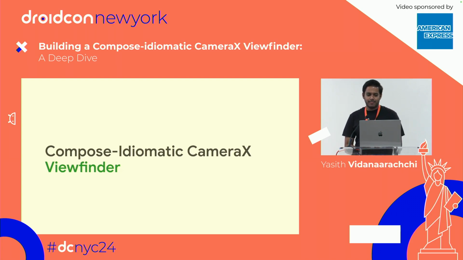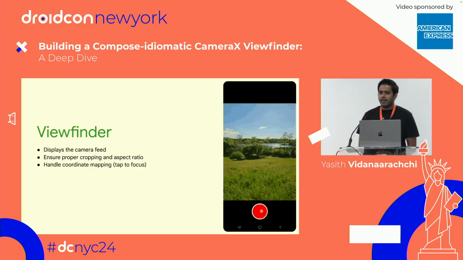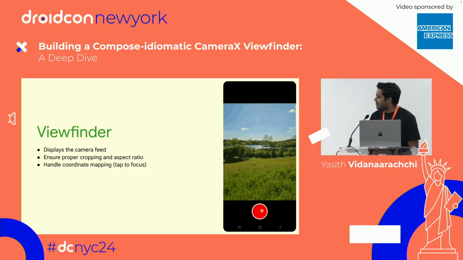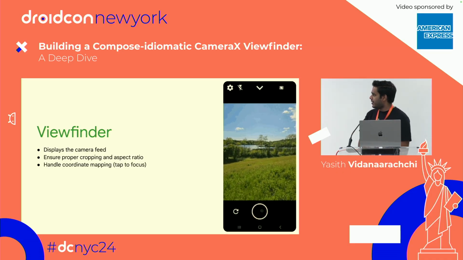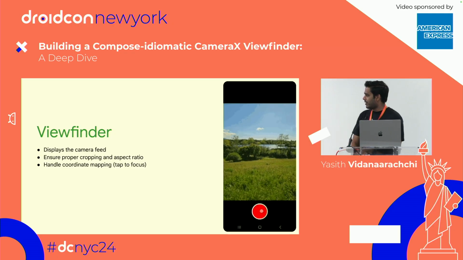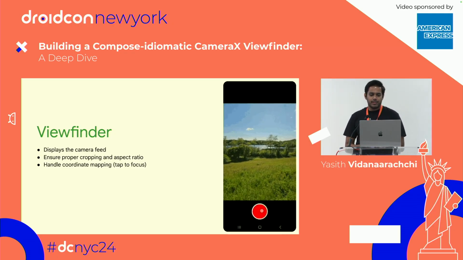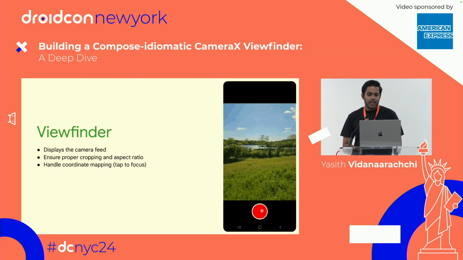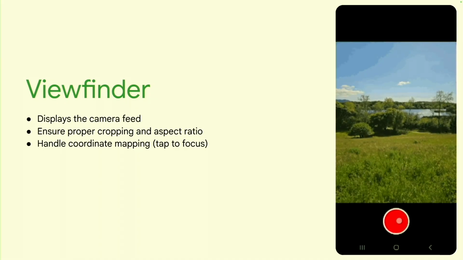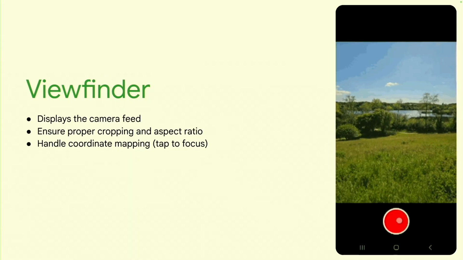So first of all, what is a viewfinder? A viewfinder is something that displays the camera feed. We have to do a few things with the viewfinder. First of all, the primary goal is to display what the camera is seeing, but we also have to ensure that we are doing proper cropping and we have a proper aspect ratio. And then we also want to support some common use cases such as tap to focus. For that, we had to do some coordinate mapping.